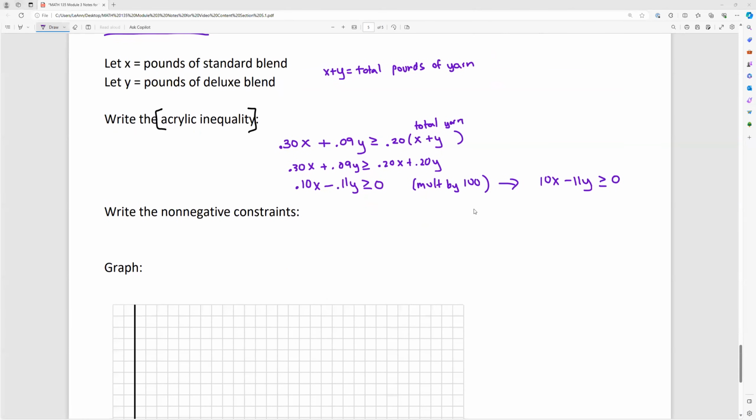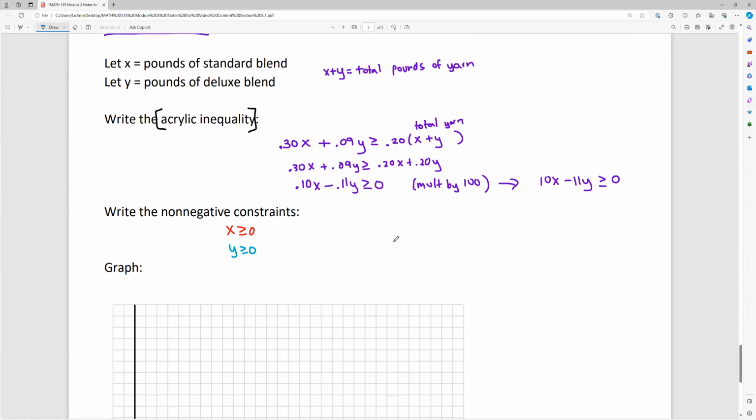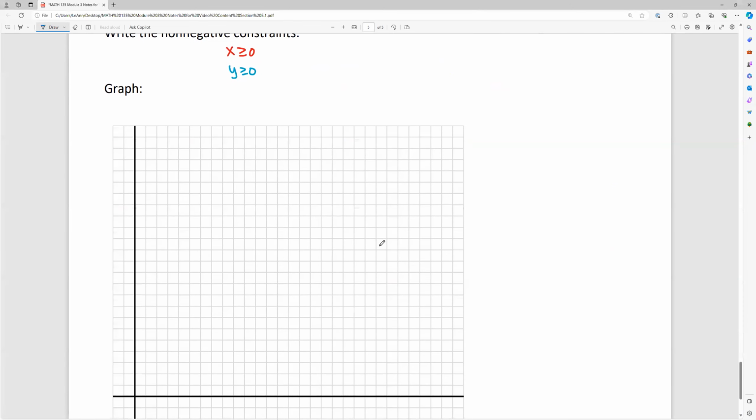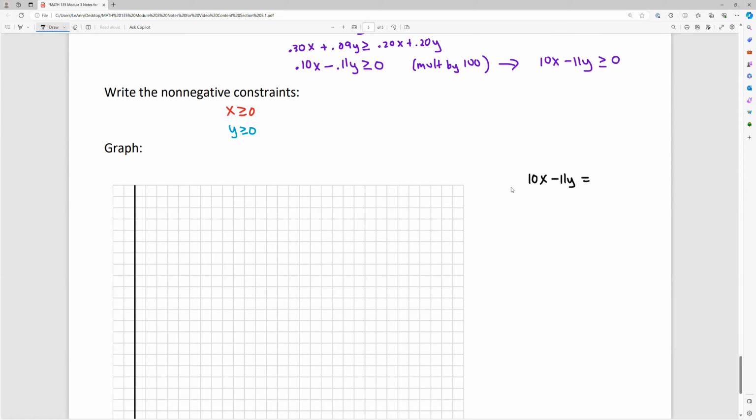Our non-negativity constraints, remember, we're going to have x is greater than or equal to 0 and y is greater than or equal to 0. Now for the graph, I'm probably going to use y equals mx plus b to solve for the boundary line and get the equation set up. Because it's equal to 0, when you look at the boundary line, remember that's going to be an x and a y intercept of 0, 0. This is going through the origin.